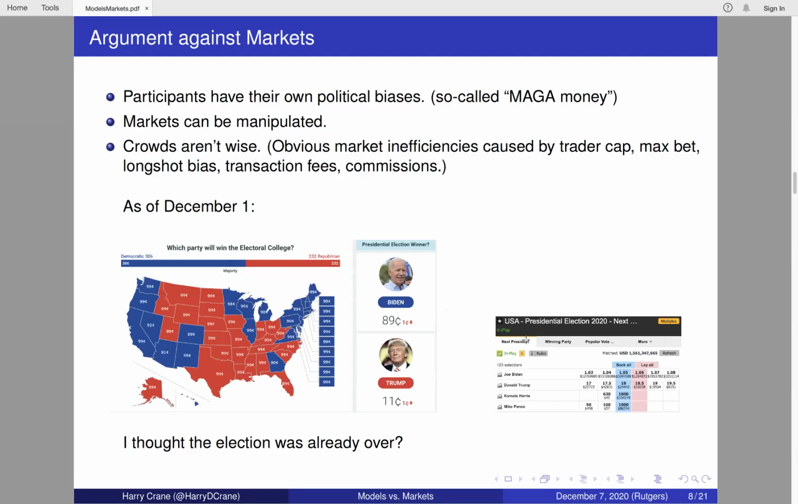On Betfair, there are no limits, or at least if there are, they're very high, and they might vary, but there are people who have unlimited limits on Betfair.